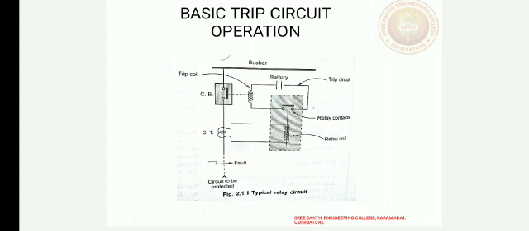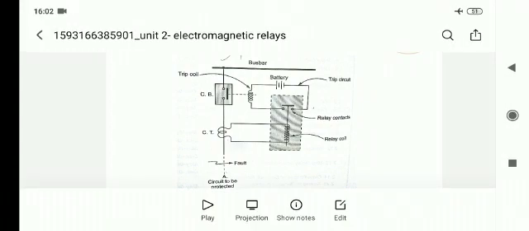Thus, the trip circuit of a circuit breaker gets closed and current starts flowing from the battery through the trip coil in a trip circuit. Thus, the trip coil of a circuit breaker gets energized. This activates the circuit breaker opening mechanism, making the circuit breaker open. This isolates the faulty part from the rest of the healthy system.